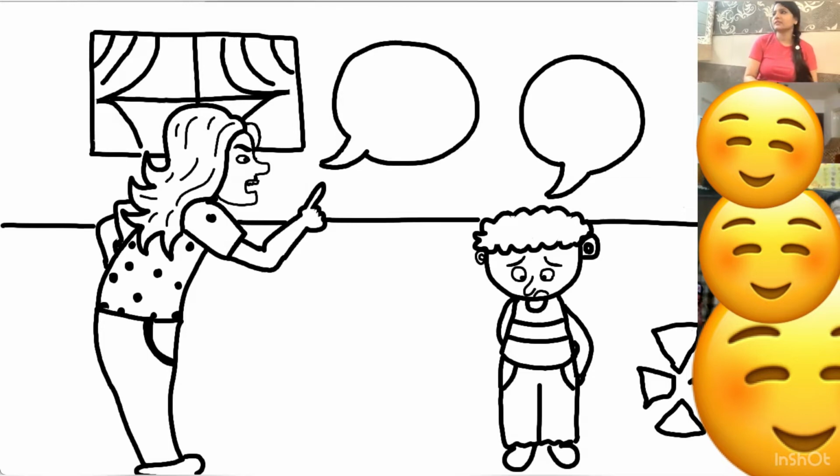Ma'am? Yes? From her hand, the mobile fell down. Yeah, the mobile fell down. Very good, Ishita. You can draw a mobile. Very good idea. Mama's mobile has fallen and Mama is very angry. Why did you do this? She's scolding. Okay.